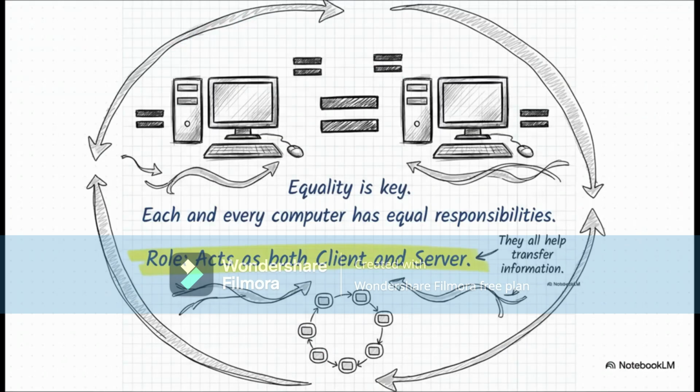Okay, rule number one, everybody's equal. There isn't one big boss computer that's in charge of everything. Nope. Every single device in the ring has the exact same job. It receives data, and then it passes that data along to its neighbor. Everyone plays an equal part in keeping that information flowing.